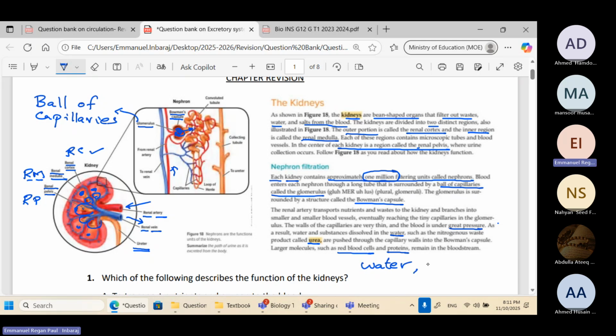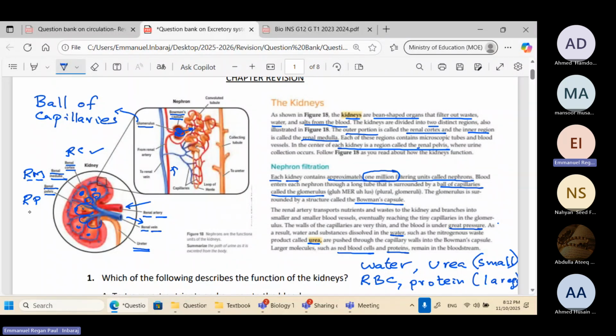Water and urea will leave. That means they will go into this tubule. Why will they go into the tubules? Because they are smaller particles. But there are larger particles like the red blood cells and proteins. Because they are larger particles, they cannot come out.